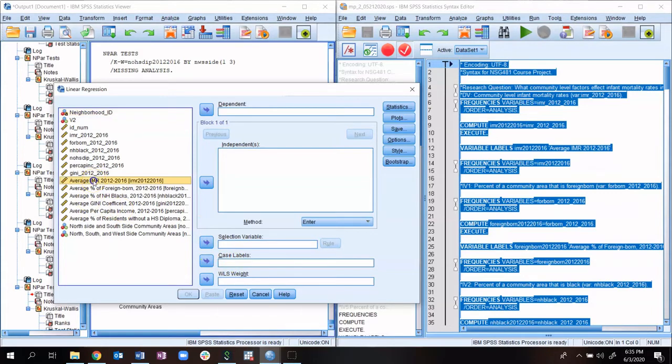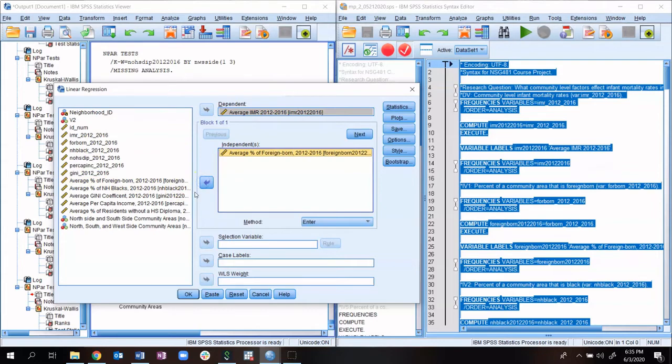So we're going to start with average IMR 2012-2016. We're doing a linear regression first, so we're going to start with that as our dependent variable. Next up, we're going to take the average percent of foreign born and move it into the independent variable window. That's it. We don't need to do anything else here.